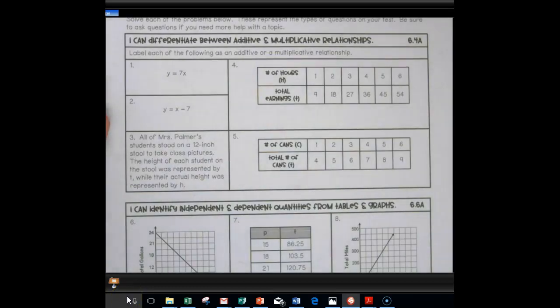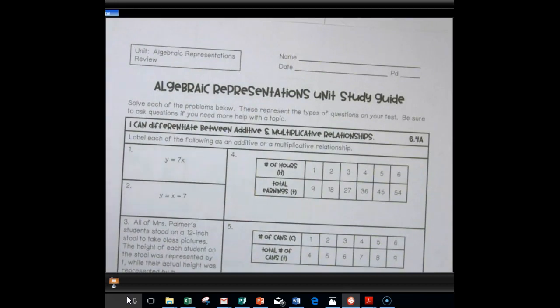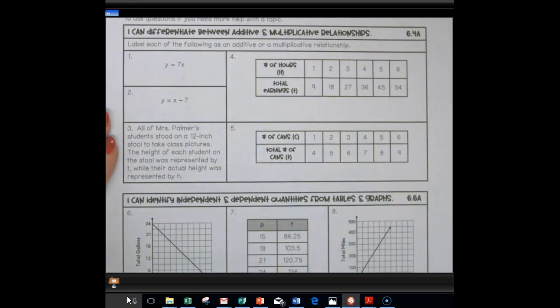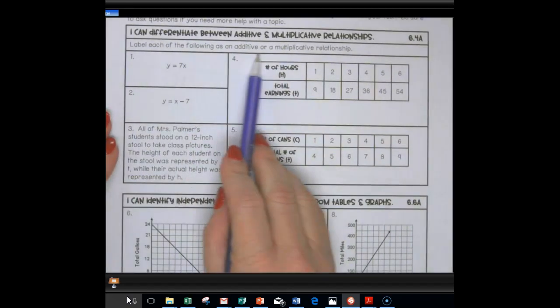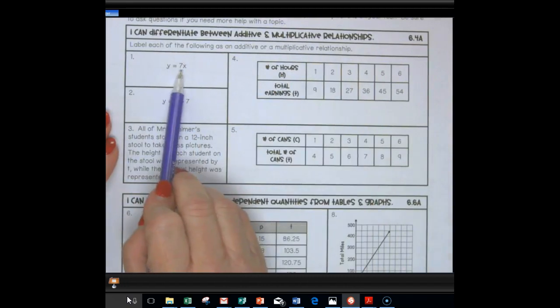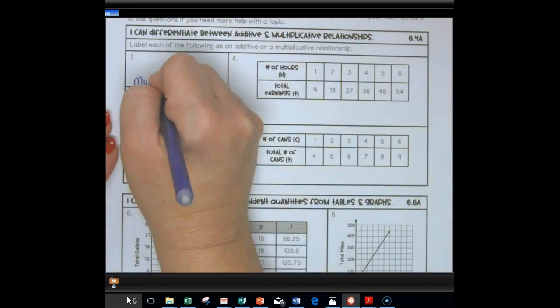This is a review for your algebraic representation unit test. Label each of the following as additive or multiplicative relationship. This is multiplying. This means y equals 7 times x. So this is multiplicative.